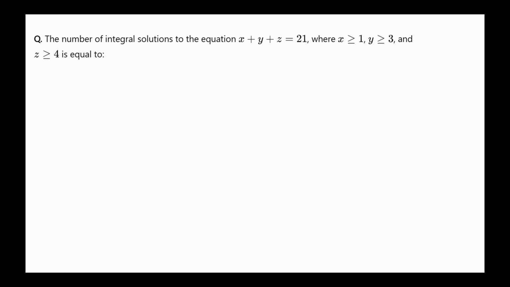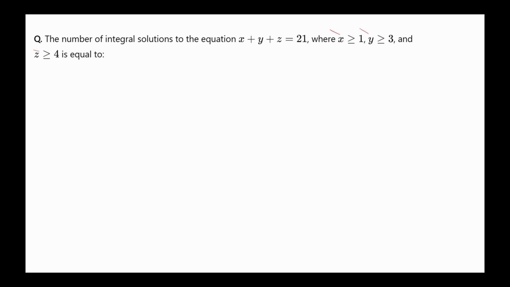Now this beggar theorem is generally used to find answers to questions in this format, where you have been given an equation and certain constraints for each variable in that equation, and you have to find the number of integral solutions. This is possible only for integral solutions. Keep this in mind. Here, find the number of integral solutions to the equation x plus y plus z is equal to 21. They've given us certain constraints: x is always greater than 1, y is always greater than 3, and z is always greater than 4.